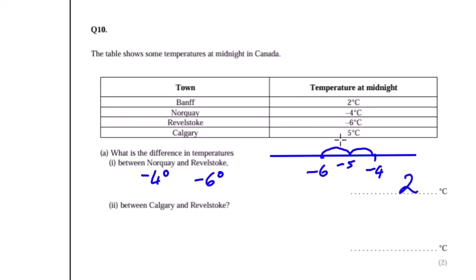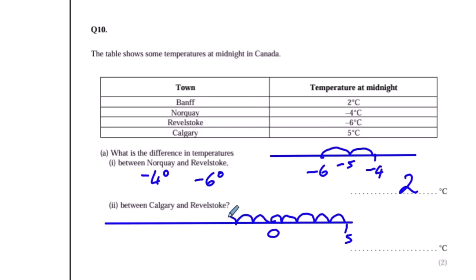Part 2. What is the difference in temperature between Calgary and Revelstoke? So Calgary is 5 degrees, Revelstoke is minus 6. So from 5 to minus 6, we've got 5, 4, 3, 2, 1, 0, and I'm marking the 0 in to hold my place. Negative 1, negative 2, negative 3, negative 4, negative 5, negative 6, and then count these up. 1, 2, 3, 4, 5, 6, 7, 8, 9, 10, 11. So the answer is 11 degrees.